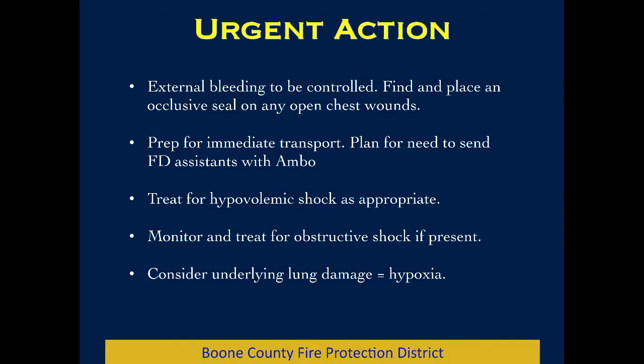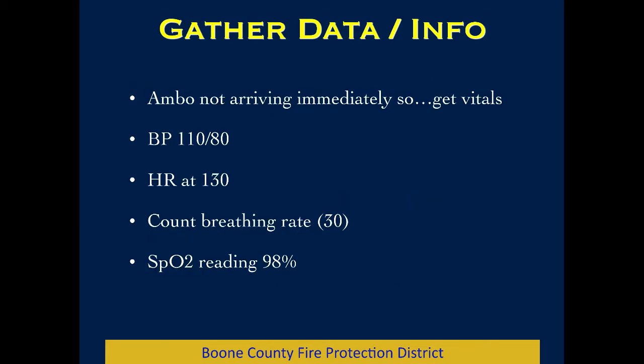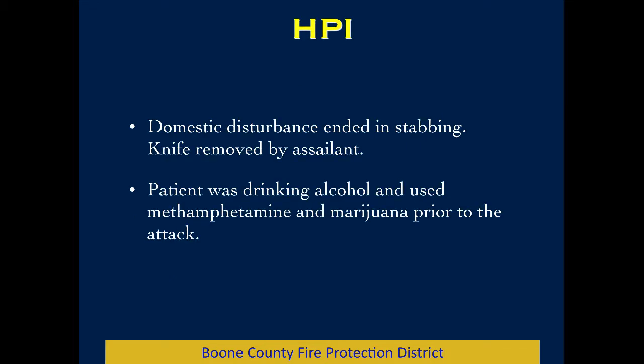So now we have two types of shock here. And regardless of whether he ends up with a pneumo or a tension pneumo, he's got to have some lung damage below there. I don't know how you can be stabbed in the chest and not have a punctured lung. So we're going to have at least a pneumo and maybe a tension pneumo. As you start gathering further data and info, you can get some vitals. Vitals don't look all that bad.